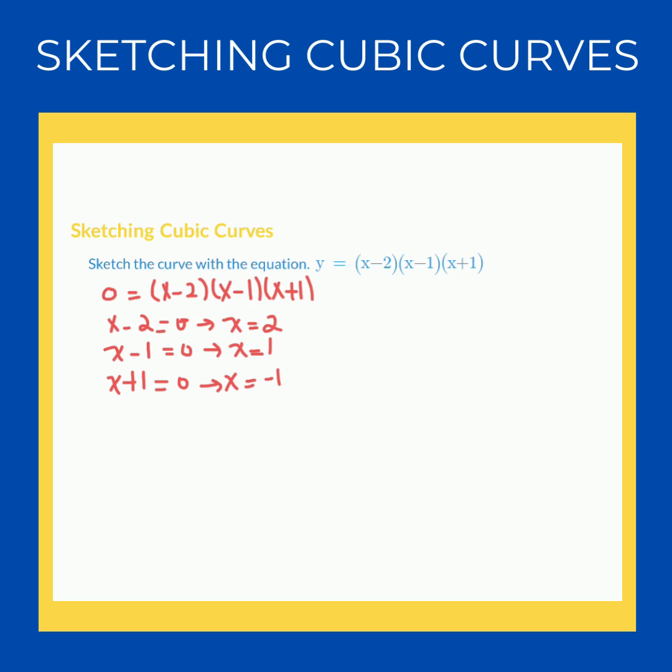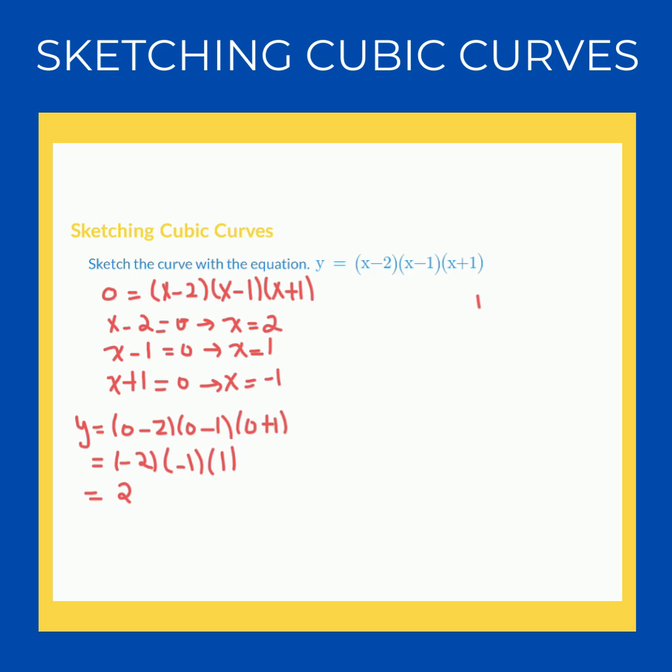Now to find the y-intercept, or the point where the curve crosses the y-axis, I have to put x equals 0. So y is equal to (0 minus 2) times (0 minus 1) times (0 plus 1). So 0 minus 2 is minus 2, 0 minus 1 is minus 1, 0 plus 1 is 1. So negative 2 times negative 1 times 1, and the answer is 2. So this is the y-intercept.